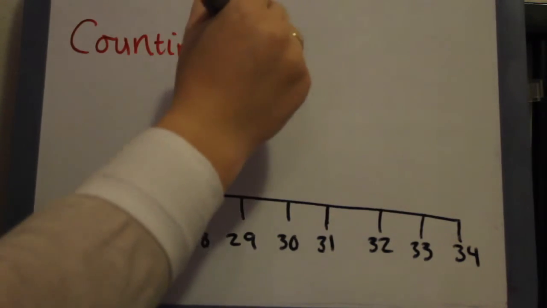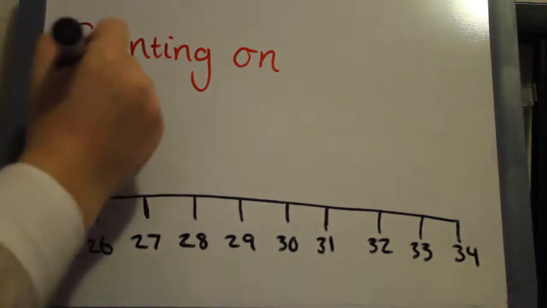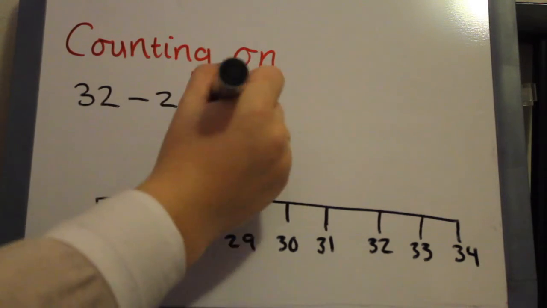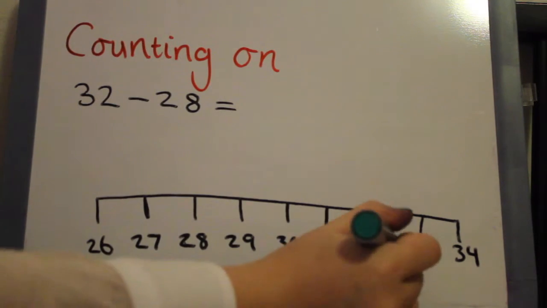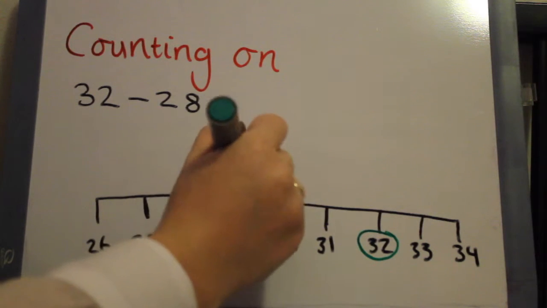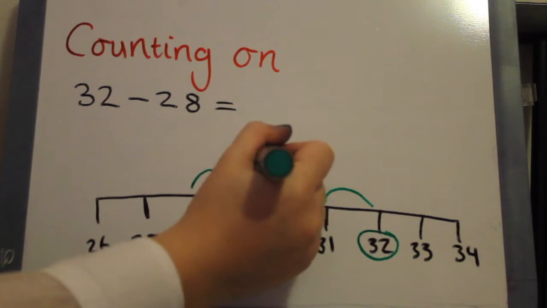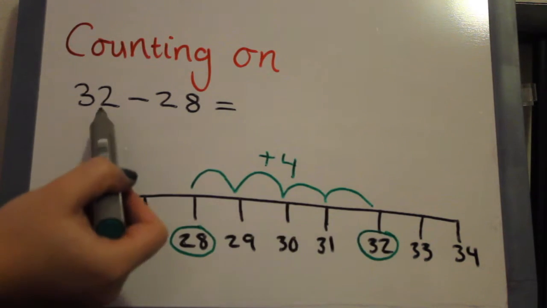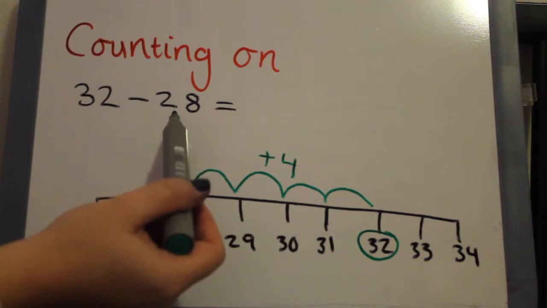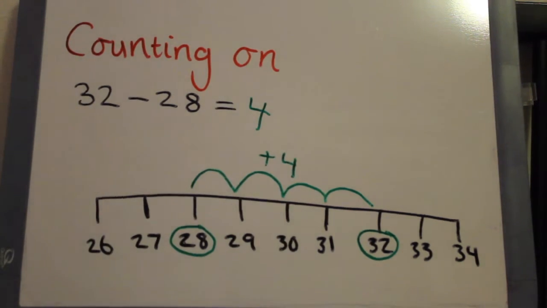Counting on. If there's only a small difference between the numbers, use counting on to find the difference. See, 32 minus 28 equals something. We start at 28 and we can see that there's 4 to get to 32. Therefore, 32 minus 28 equals 4.